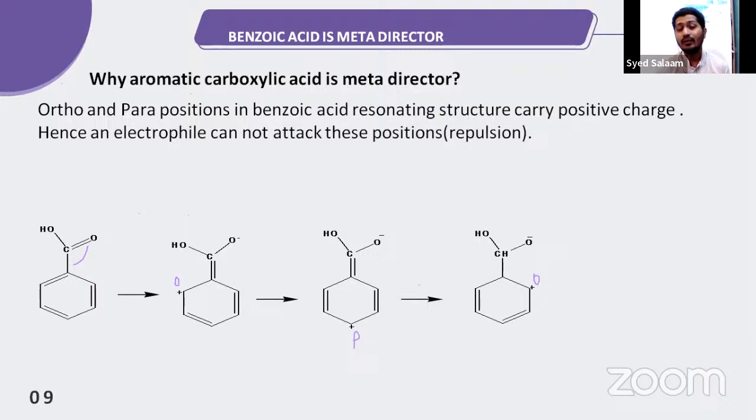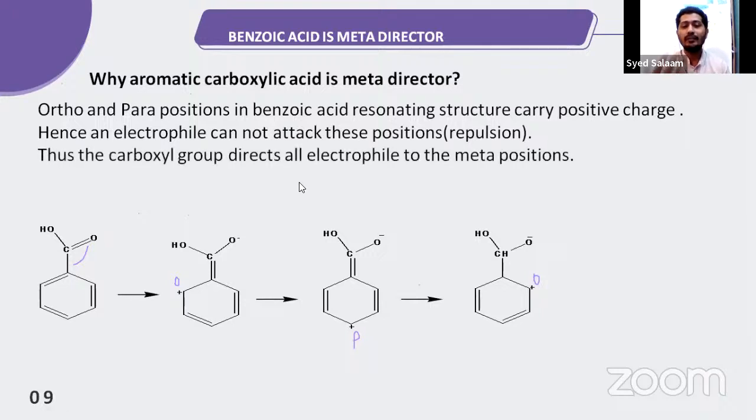So as the ortho and para positions carry positive charge, the incoming electrophile won't attack there, because like charges repel each other. So which position is left out? The meta position. Because the other positions oppose the attack of the electrophile, the left out position is meta. That is why carboxylic acid allows the meta position to get the electrophile. Thus carboxylic acid directs all electrophiles to the meta position.